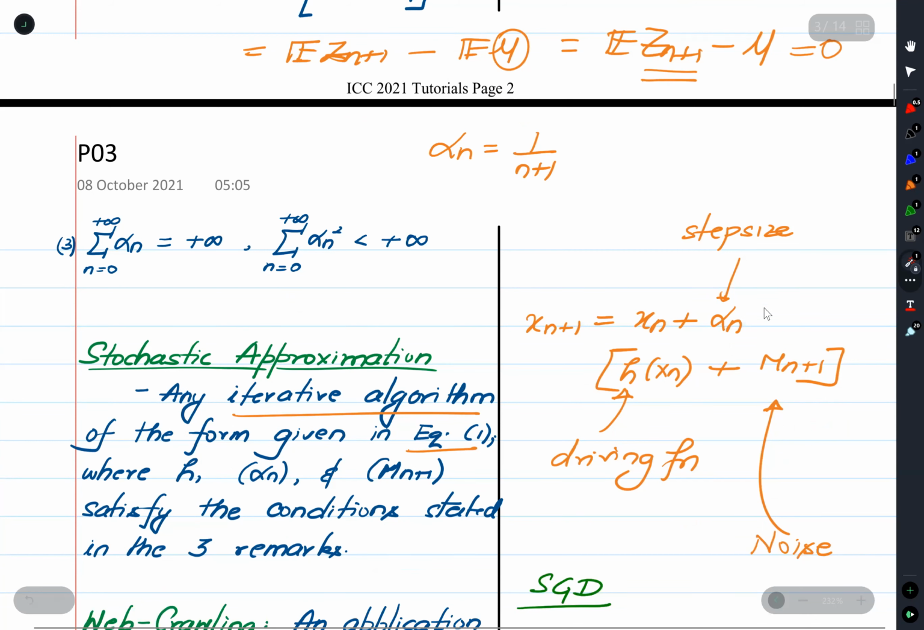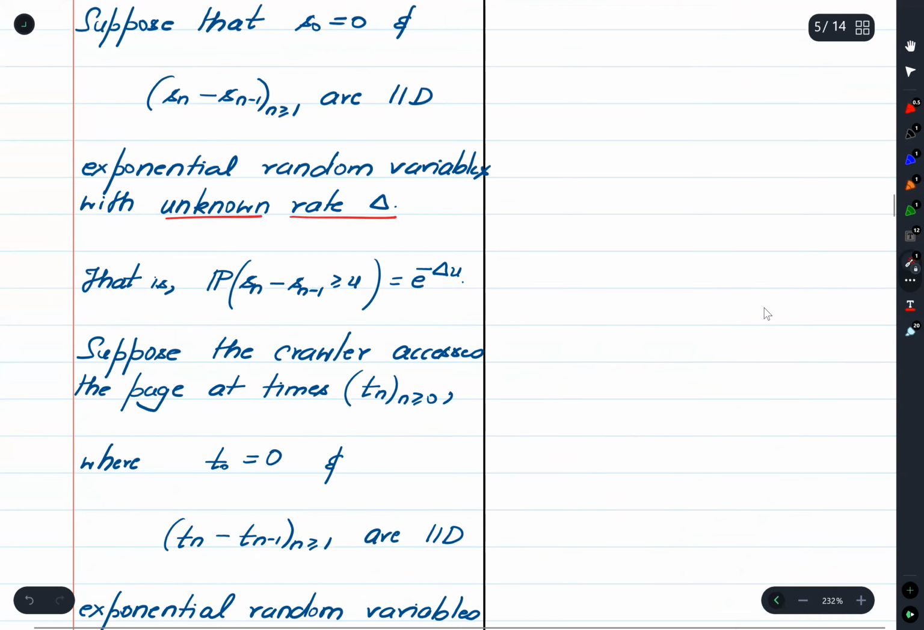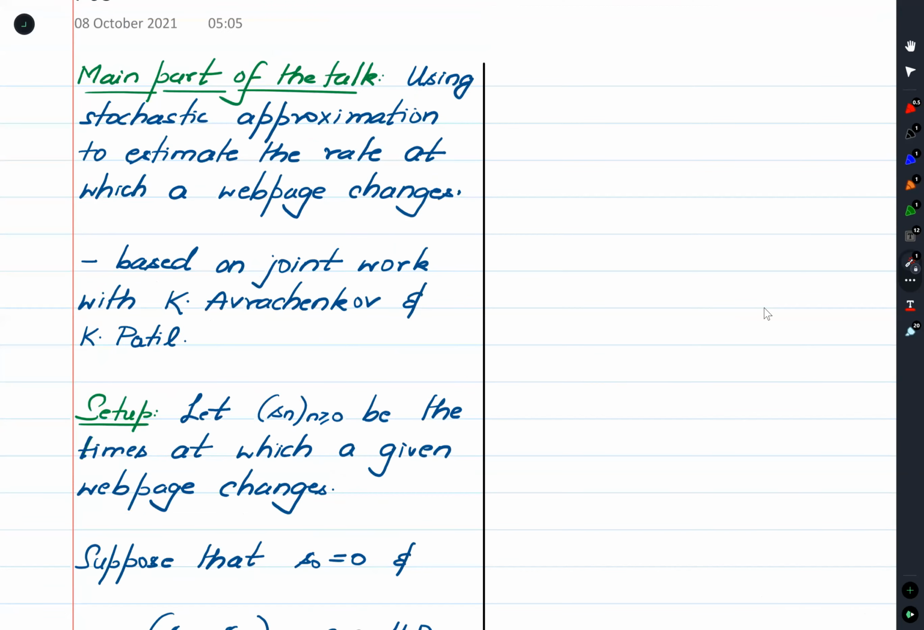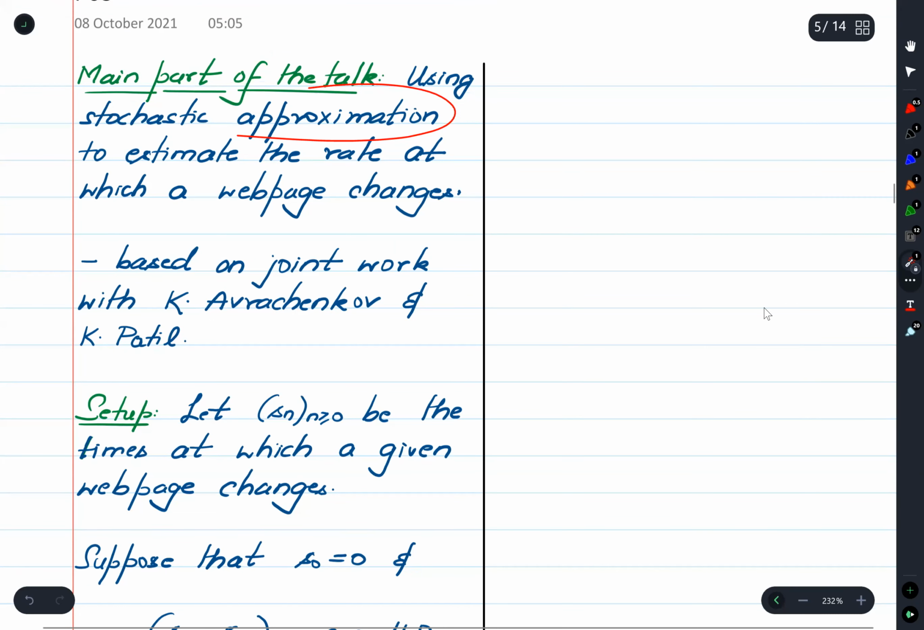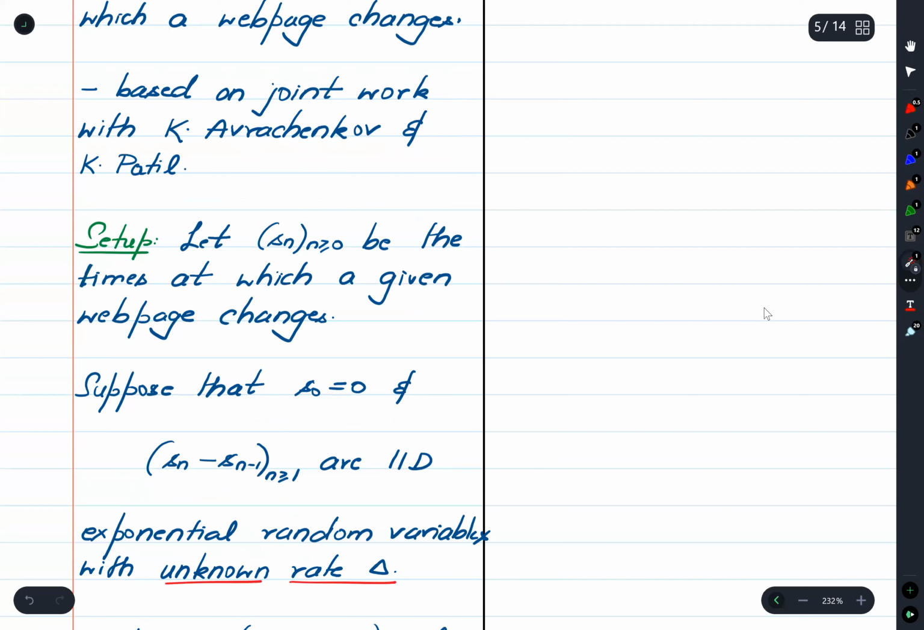All right. Now let us discuss the setup. Recall what the problem is. Our goal is to use this idea of stochastic approximation to estimate the rate at which a web page changes. I'll describe the algorithm, and maybe we can have a quick break after that. After the break, we will deal with the analysis of that algorithm. Okay, so here is the setup.